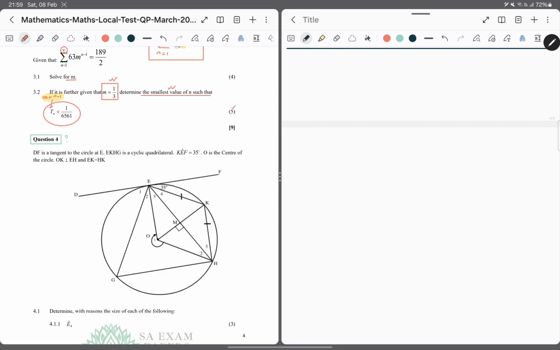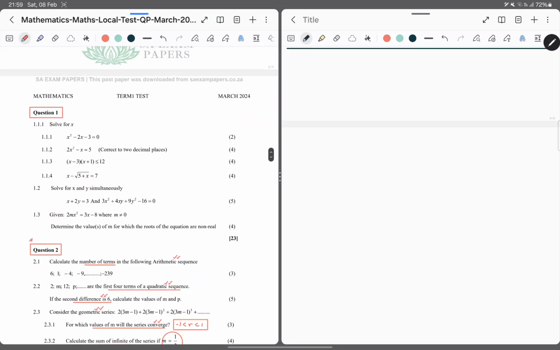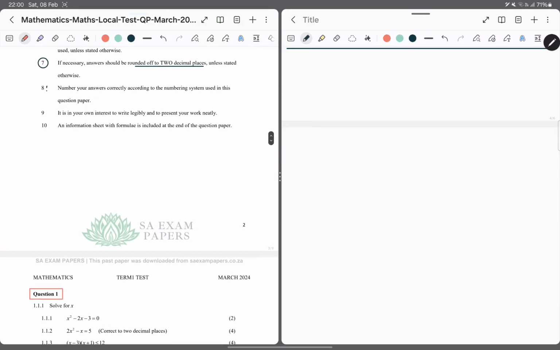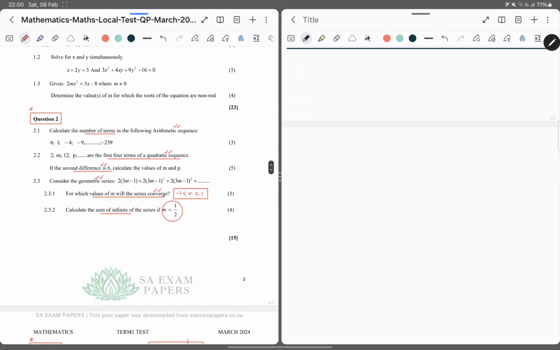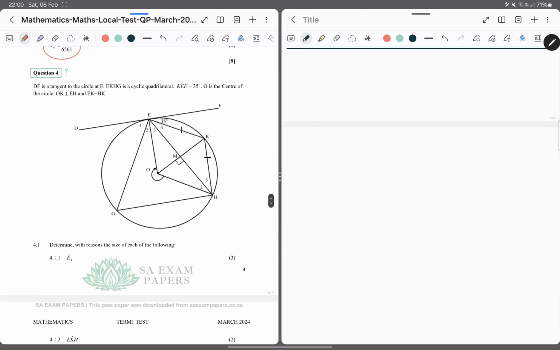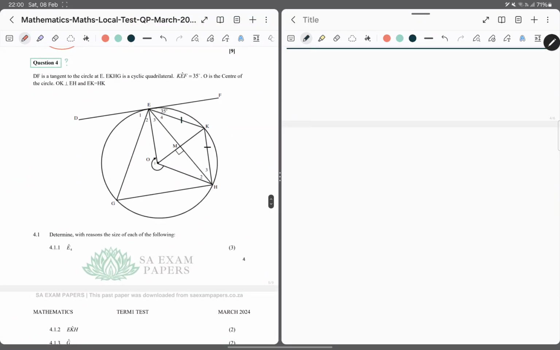Anyway, without wasting time, we have done question 2, and this was the Northwest paper that we did recently. So we're just going to continue on the Euclidean geometry section, just for my upgraders to not fall far behind. This is one of the heavy topics and very naughty topics.